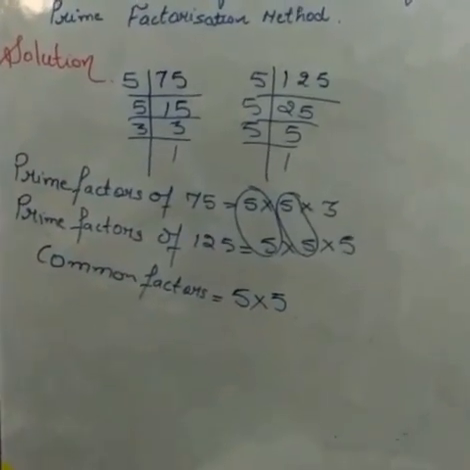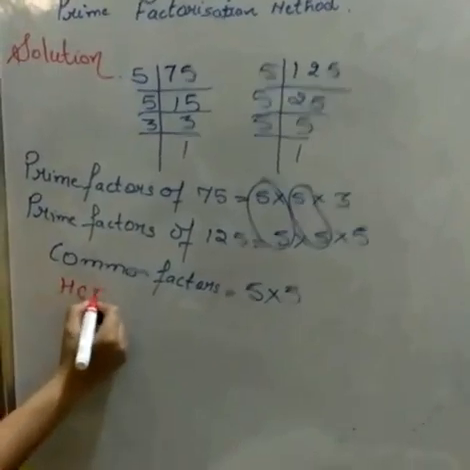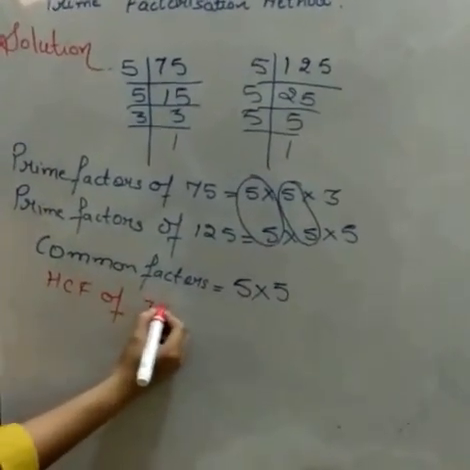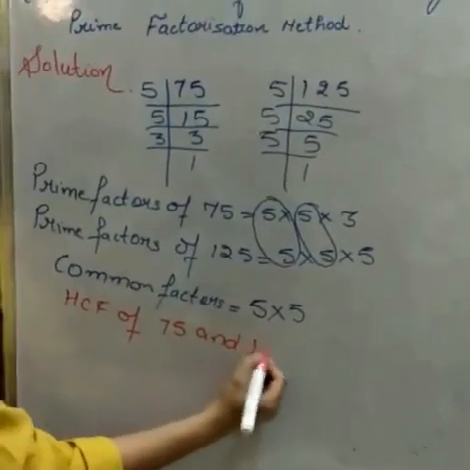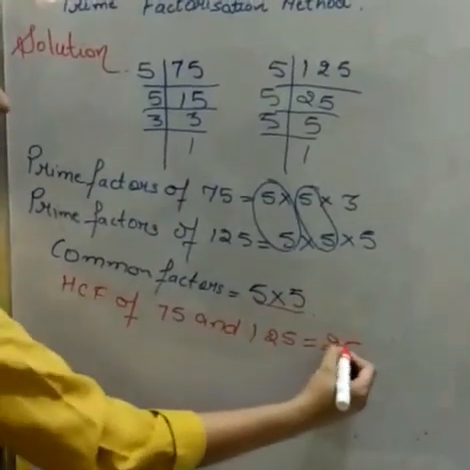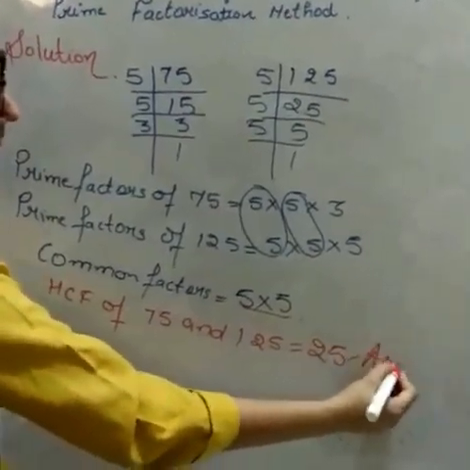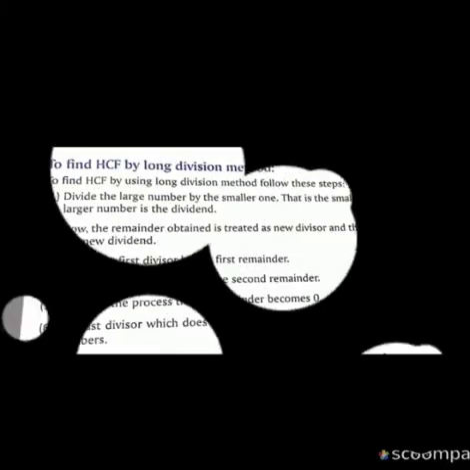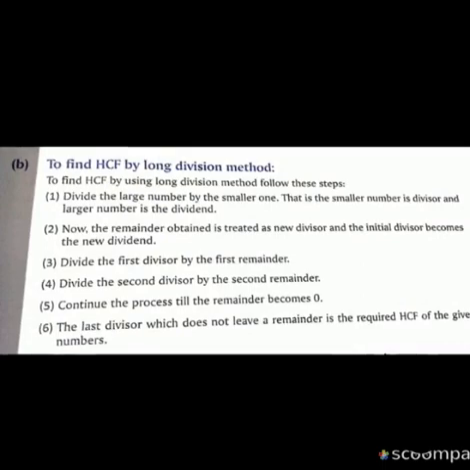So, HCF of 75 and 125 is equal to 5 multiplied by 5, that is 25. This is our answer. The second method of finding HCF is long division method.